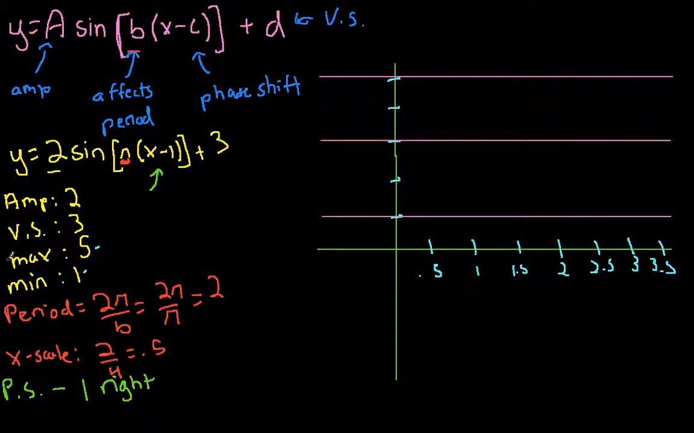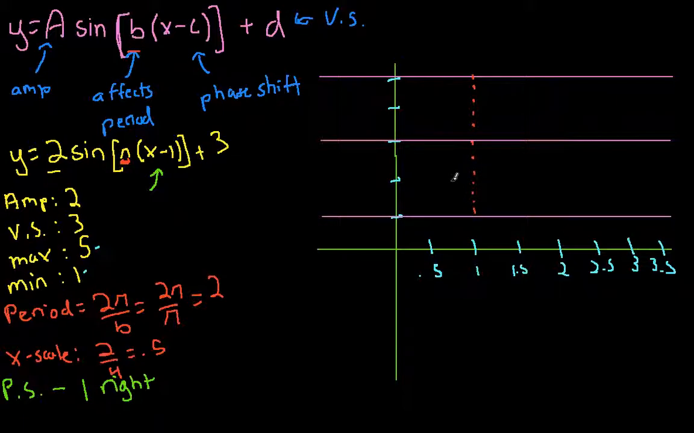Okay, now what about my phase shift? This is something new that we haven't had to deal with before. What I'm going to do is draw a vertical dotted line. Since it's a phase shift of 1 to the right, I'm going to draw that line 1 to the right of my y-axis, so at the value x equals 1. So here we go, I've got my dotted line coming in here.